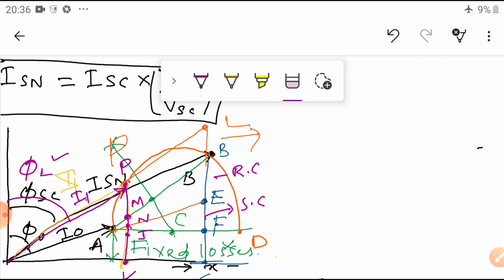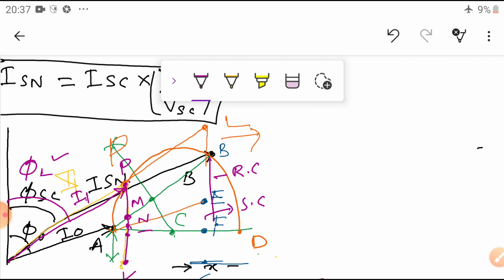Okay. Now, so this is the thing. So, this is the line to this one F. Okay. So, these are the lines. Now, I want to draw the maximum output.